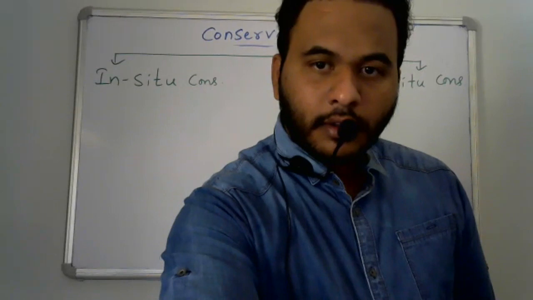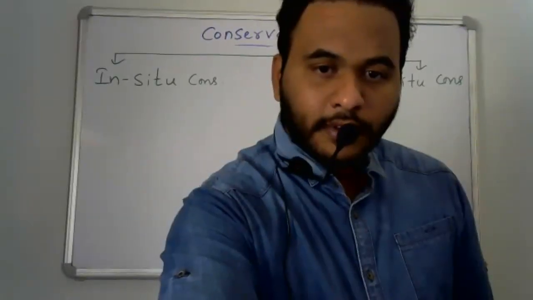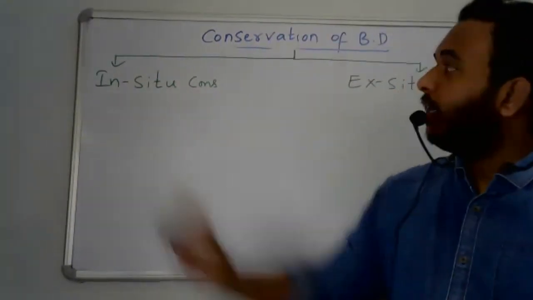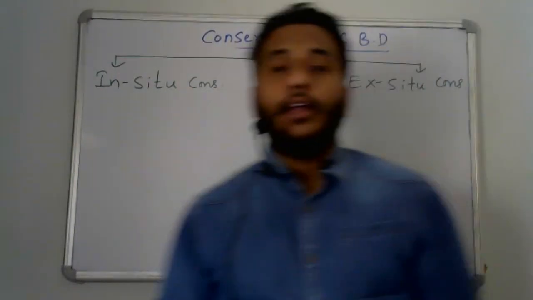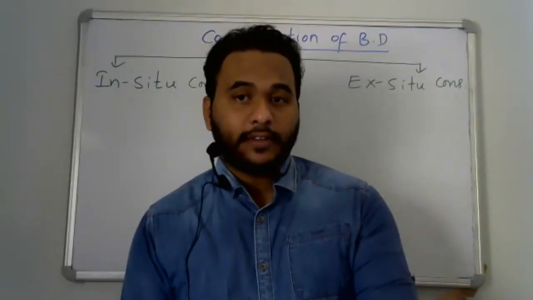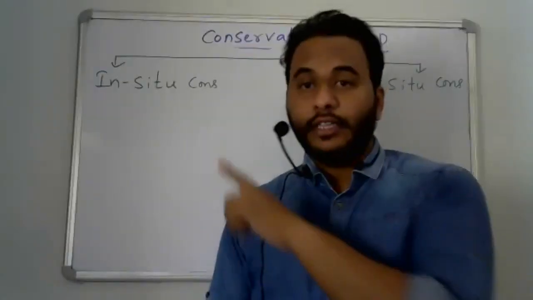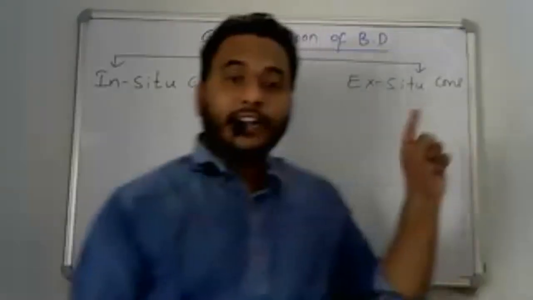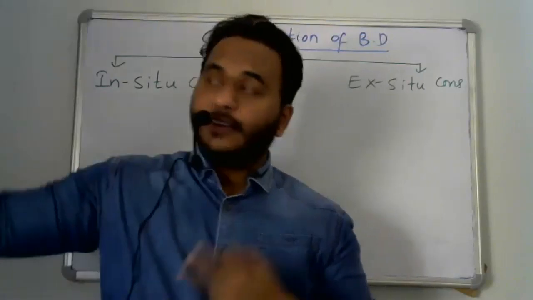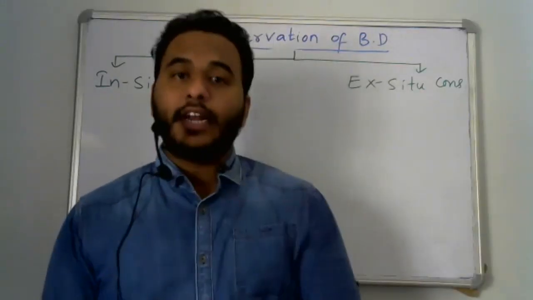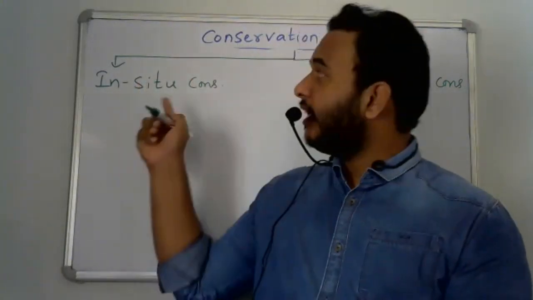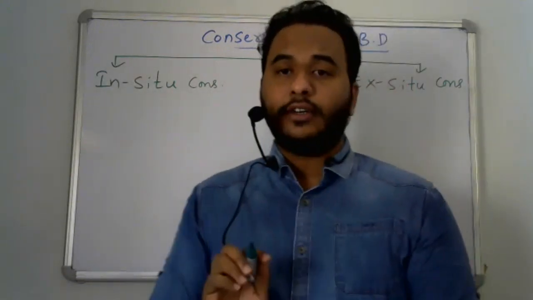Sir, can you explain it once again? Okay, once again I am explaining. In situ conservation is the conservation of natural resources within their habitat. And ex situ conservation is the conservation of natural resources by bringing them away from their natural habitat, in separate conditions outside of their natural habitat. Conservation of natural resources within their natural habitat is called in situ conservation.